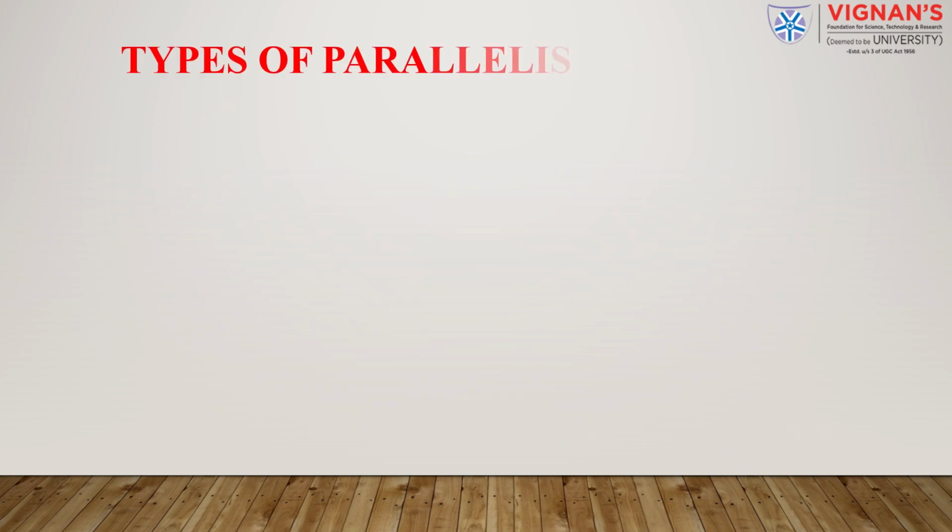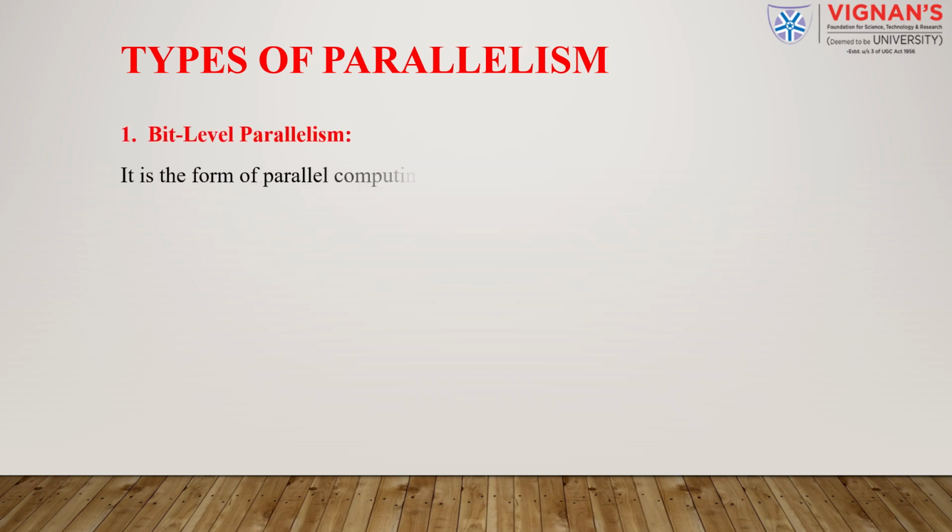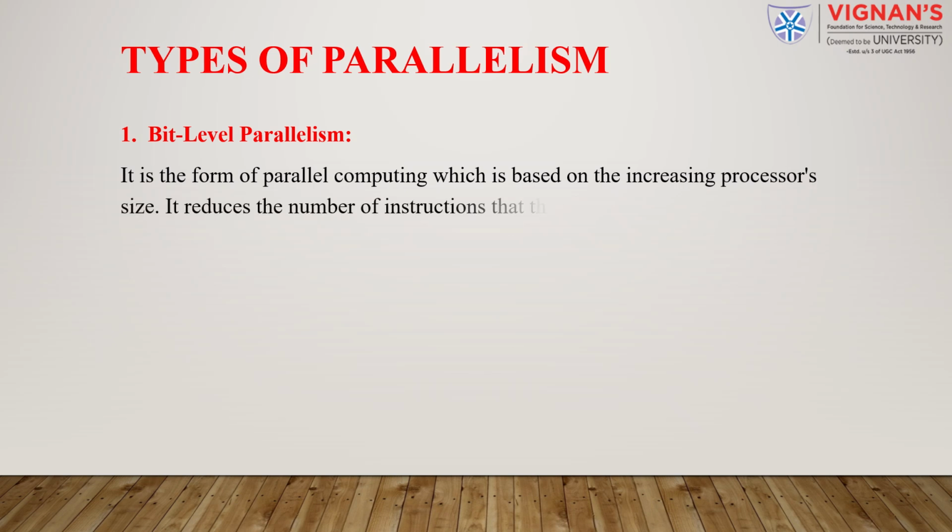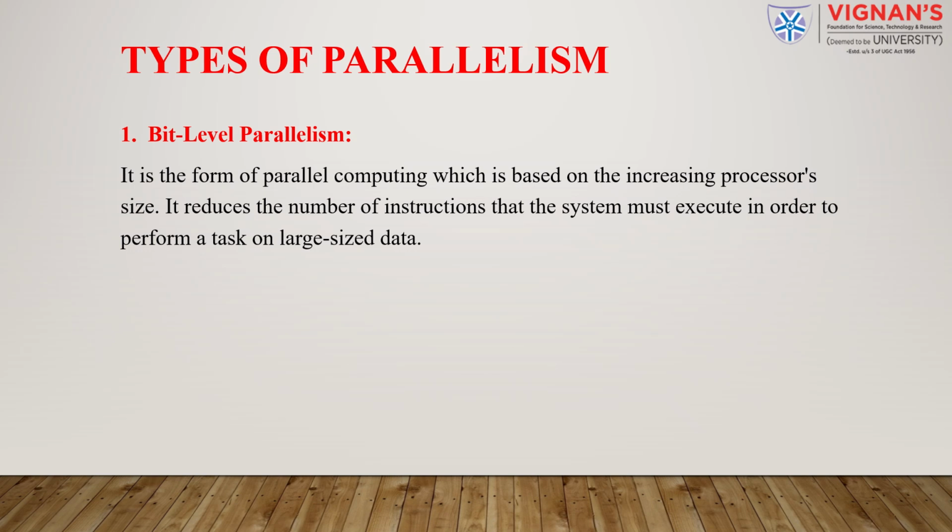There are different ways to achieve this parallelism. Let's look at the 4 types. 1. Bit-level parallelism. This form is based on increasing the processor's word size. By increasing the size, we reduce the number of instructions the system must execute to perform a task on large-sized data. Think of it as widening a highway from 2 lanes to 4 lanes so more traffic passes at once.